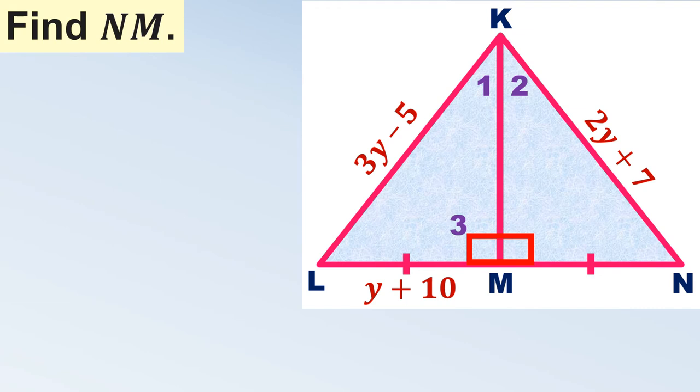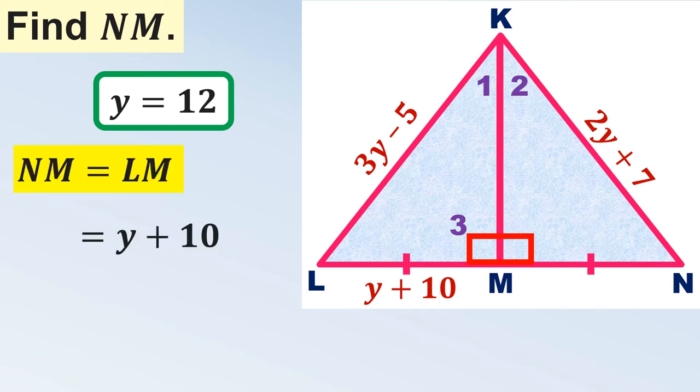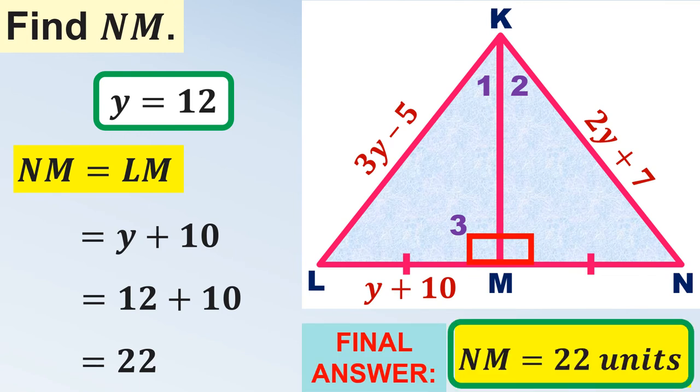Now we have to find NM. Since the value of y is 12, NM is equal to LM, and LM is equal to y plus 10. By substitution, 12 plus 10 is equal to 22. Therefore, the measure of NM is 22 units.